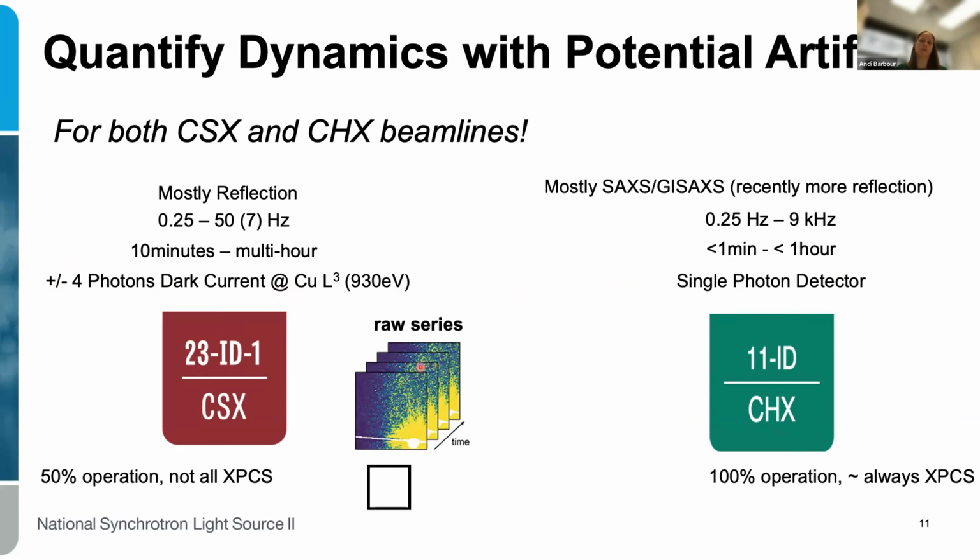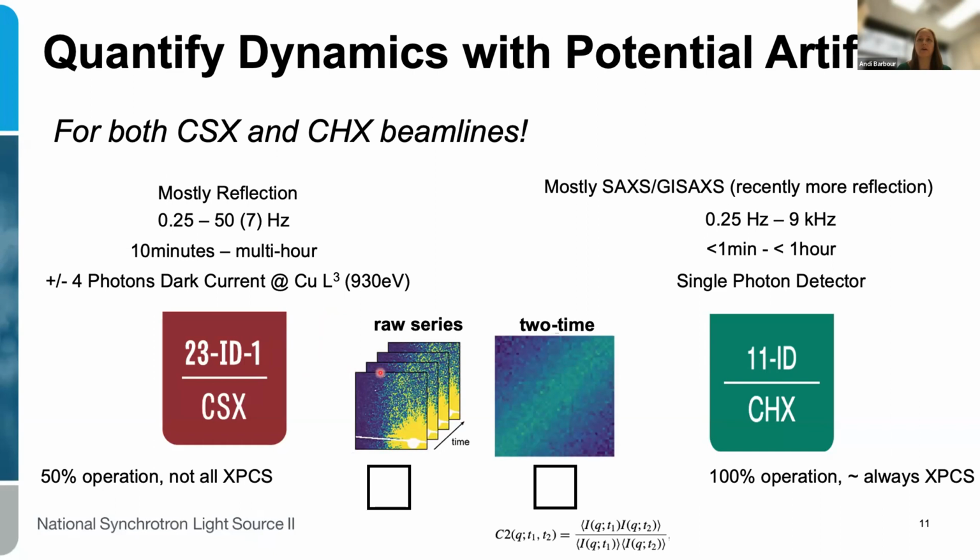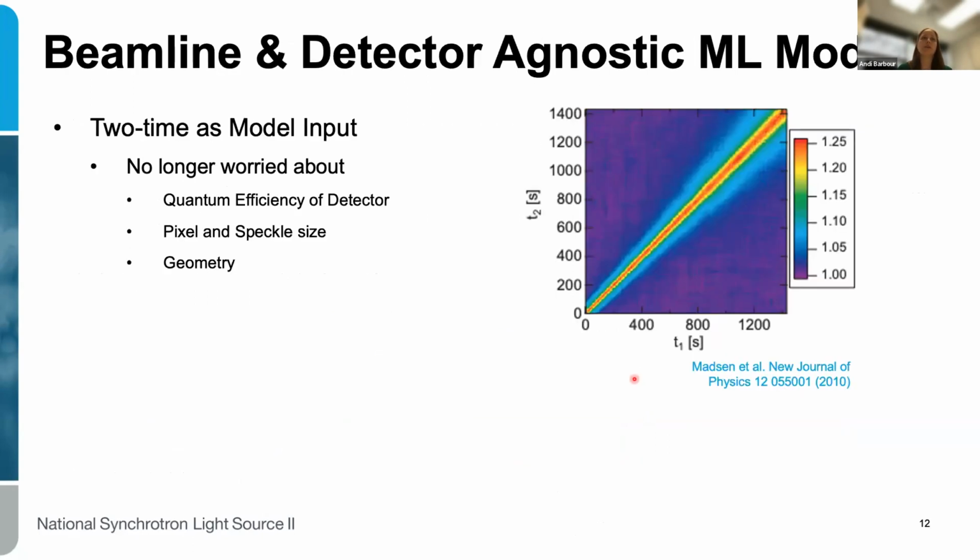So that leaves us with one option of using the raw time series of these coherent scattering images as the object or the input data in order to try to understand dynamics and artifacts and quantify those. Or we can just immediately switch to the two-time, which is interesting because it doesn't have the information that is a common linking point. And so that's what we chose to do.